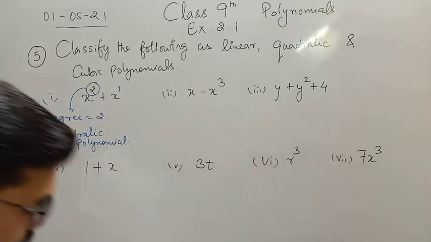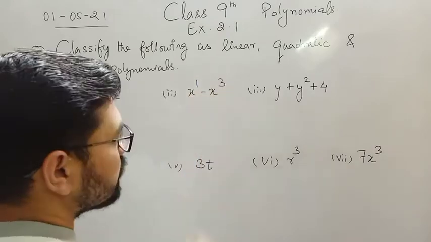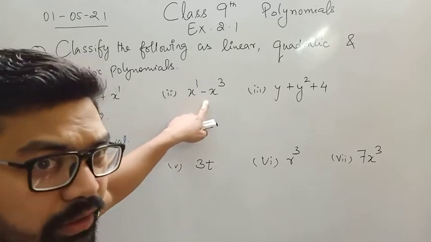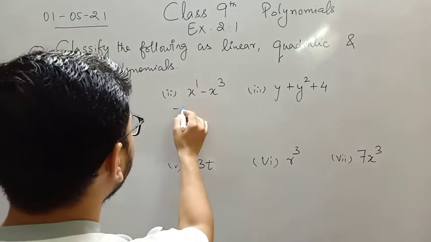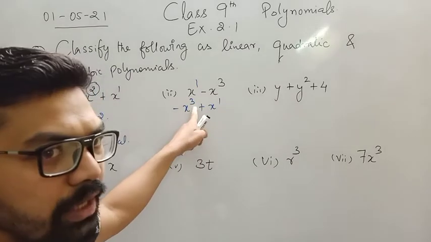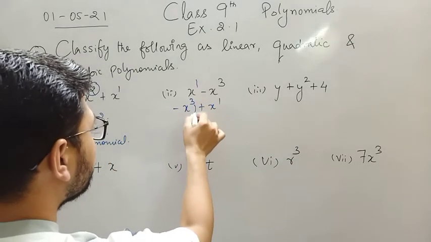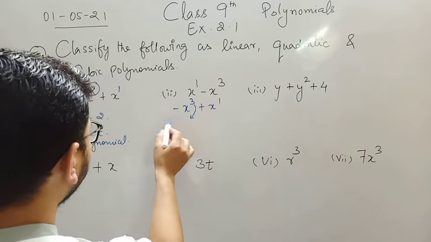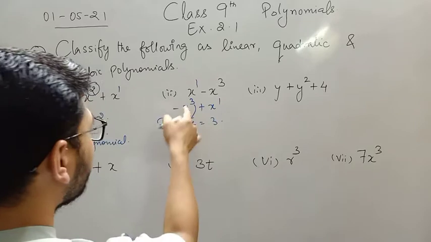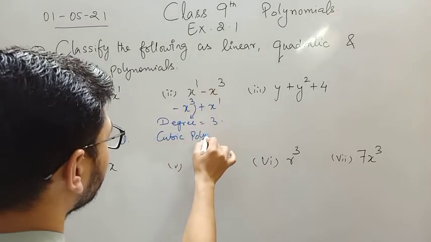Any doubt in this? Now, here I can write 3 to the power 1 minus x to the power cube. The highest degree is x cube, and the correct representation of any polynomial is minus x cube plus x to the power 1, so the highest power first and then the lowest powers. So the highest degree is 3, so it is a cubic polynomial.